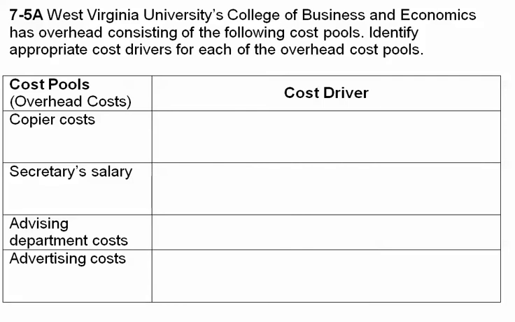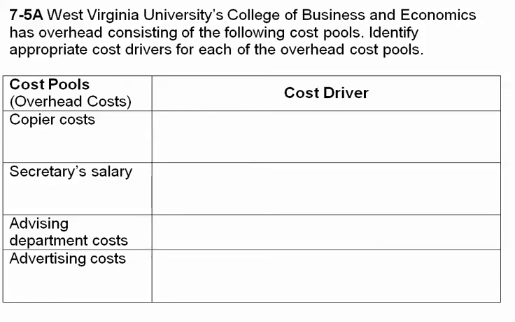Let's look at 7-5A, where in this example we're going to be applying activity-based costing, which is a better method of allocating overhead than a single rate allocation method.